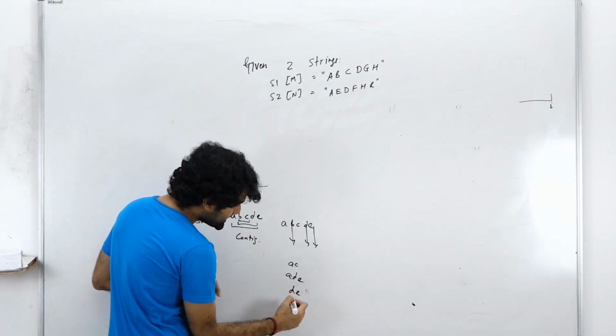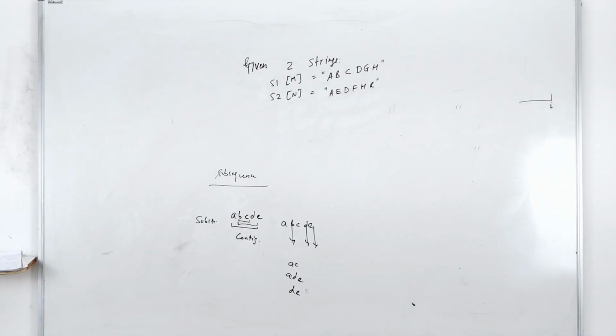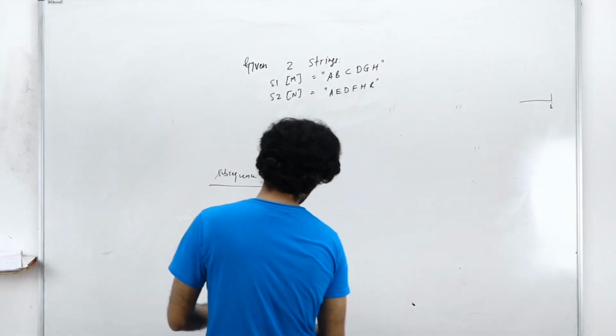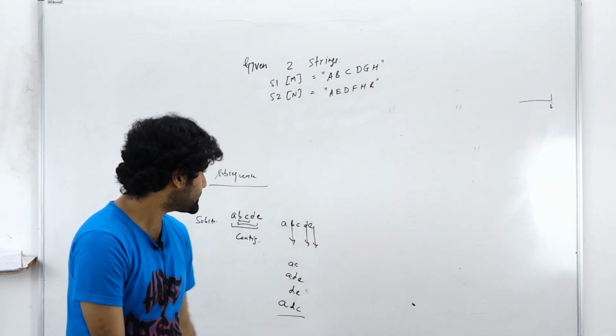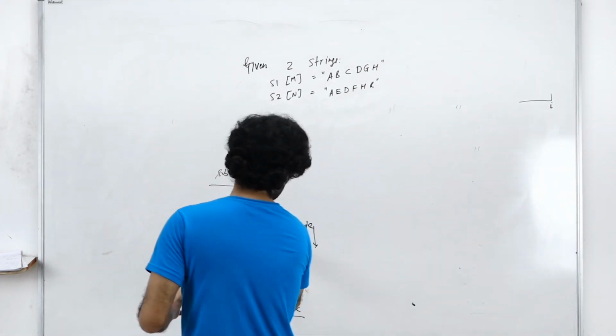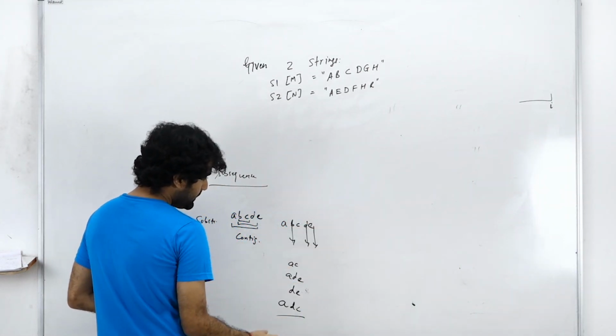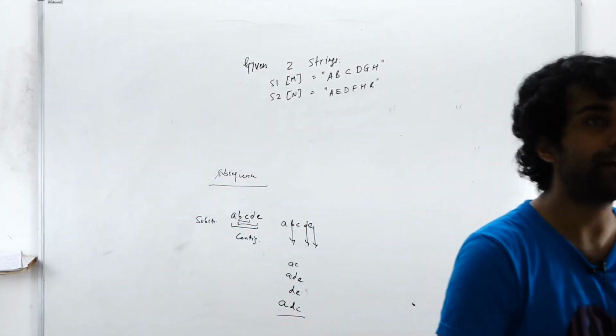Is DE also a subsequence of this ABCDE? Yes or no? It is, right? It very much is. And how about something like ADC? Is ADC also a subsequence of this? It is not. Why? Because I can definitely get A, C and D if I drop B and E, but that will be ACD, that will not be ADC. So this is not a subsequence.